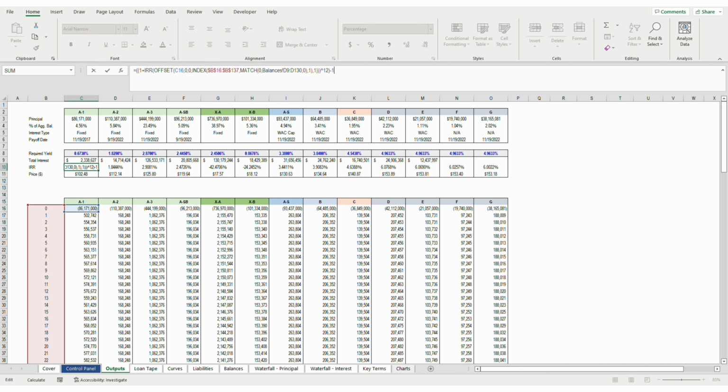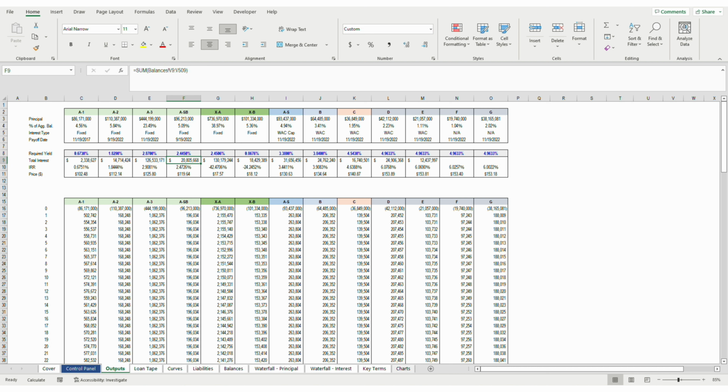The IRR formula uses a similar strategy here. Because the IRR formula is dependent on the start and end period, I can't use 120 periods for each tranche, right? Because the senior tranches may get paid off sooner and will likely get paid off sooner than that. So the IRR formula extends until the principal balance in the respective tranche equals 0.